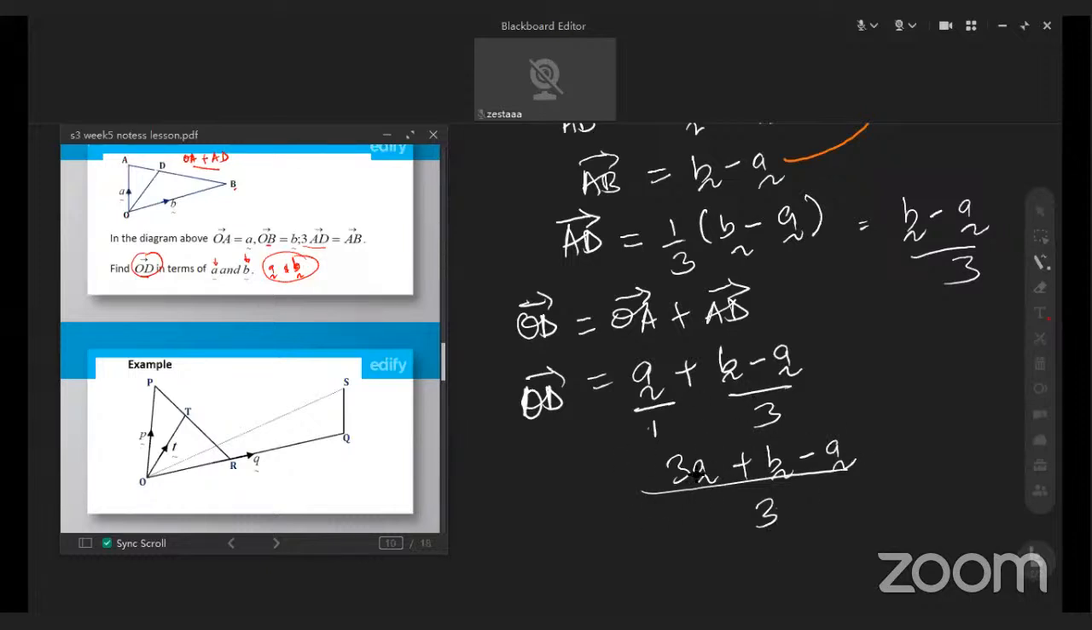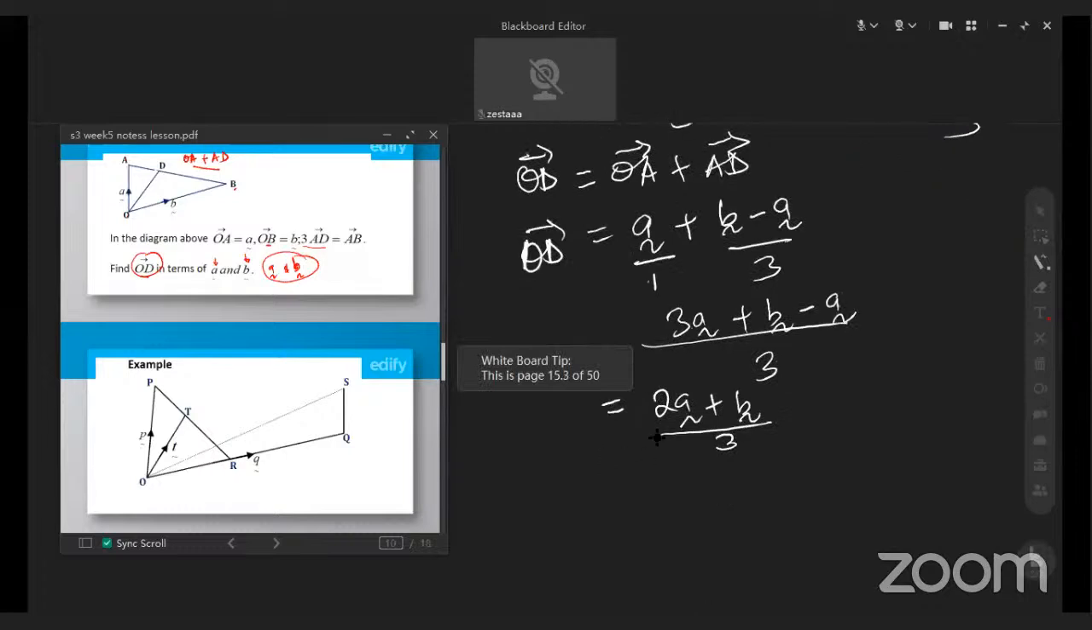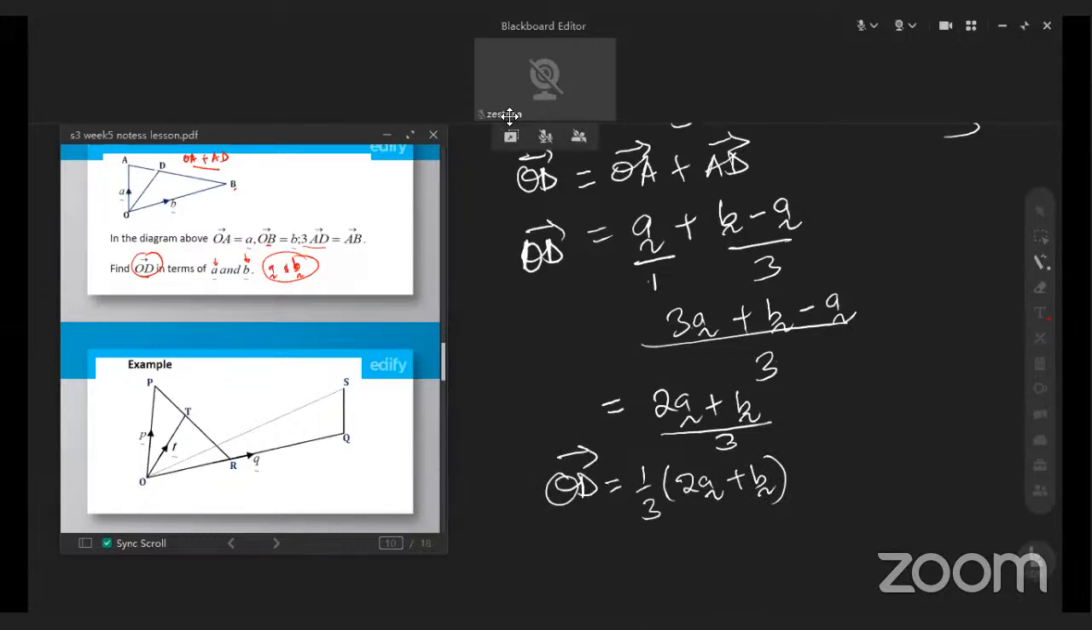So when you reduce this, 3A minus A will be 2A. So this will be equal to (2A plus B) out of 3. You can also say 1 out of 3 into (2A plus B) is equal to OD. Let me repeat this right from the start. So this will be your final answer.